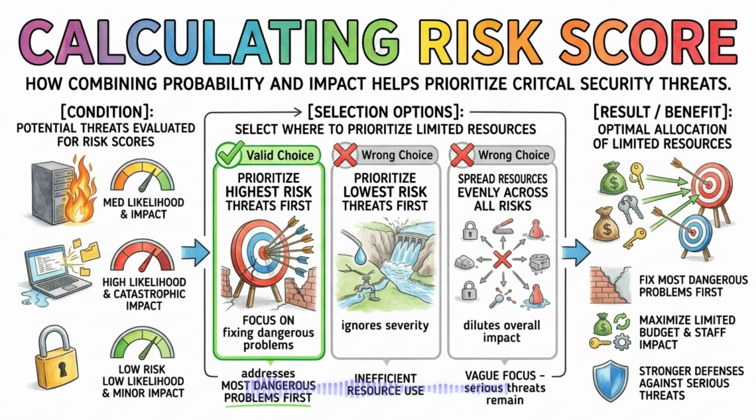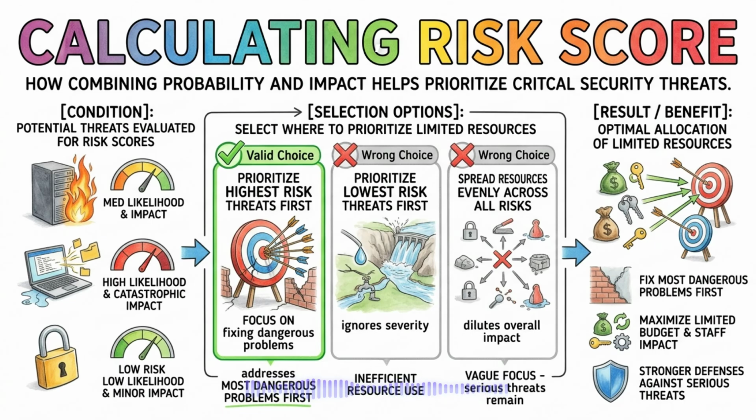By combining the likelihood of occurrence with the potential impact, you calculate the overall risk score for each scenario. A common formula you might see is risk equals probability multiplied by impact. If a threat is highly likely to happen and the resulting impact would be catastrophic, that scenario receives a high risk score and demands immediate attention.